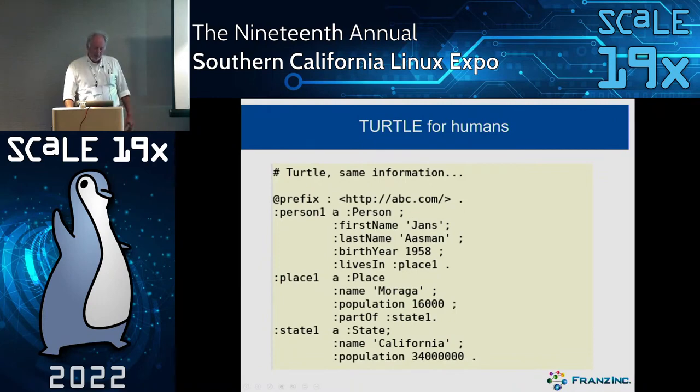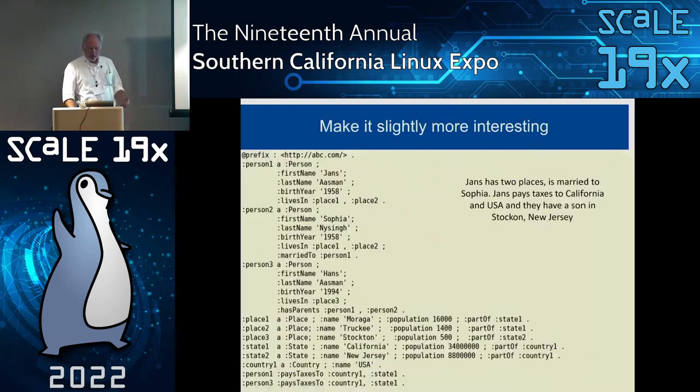Anyway, you get my point. The only thing that might be a little bit surprising is the 'a' here, because we use RDF type so very often to give a type to a particular instance of a thing, that we came up with a shorthand called 'a', right? So now we can say person one is a person. All right, so now we have this.